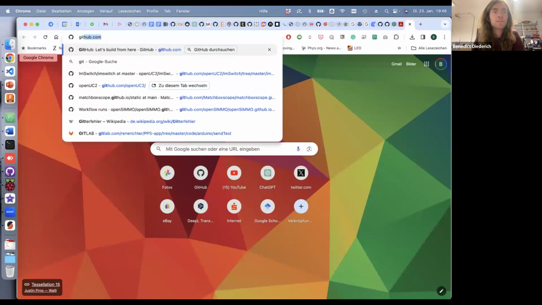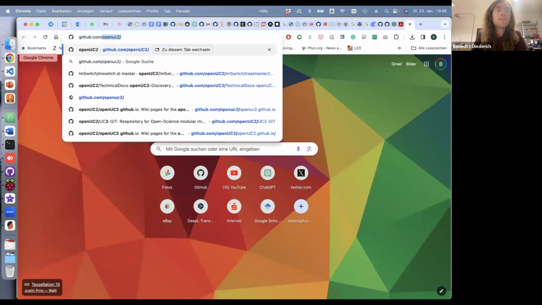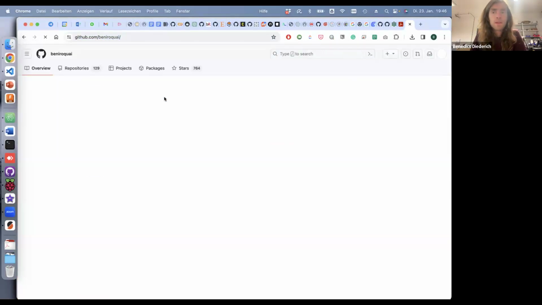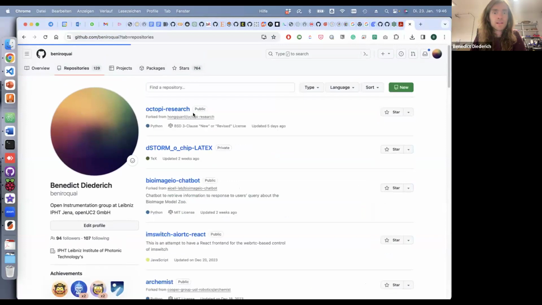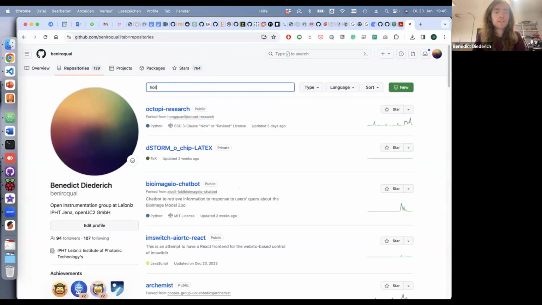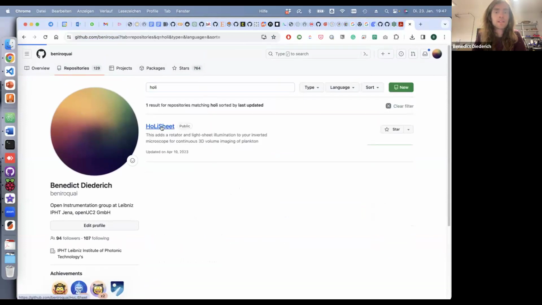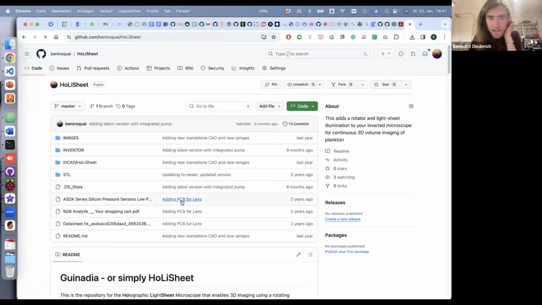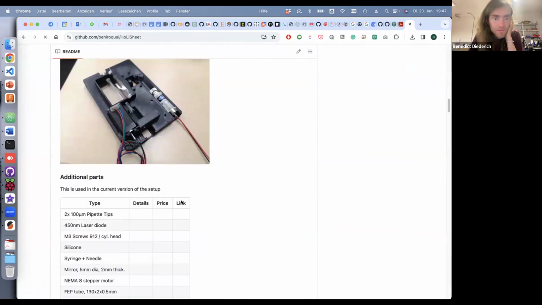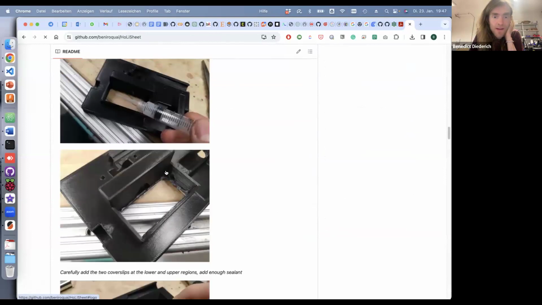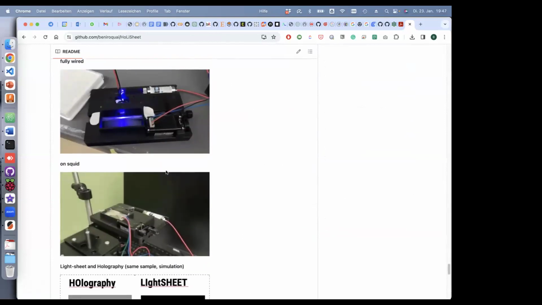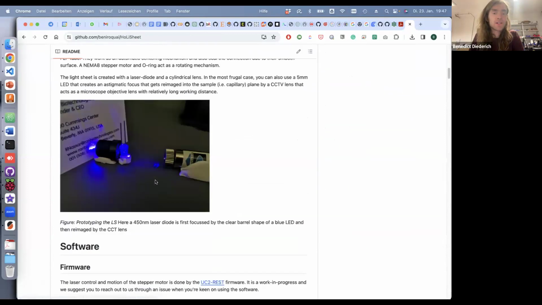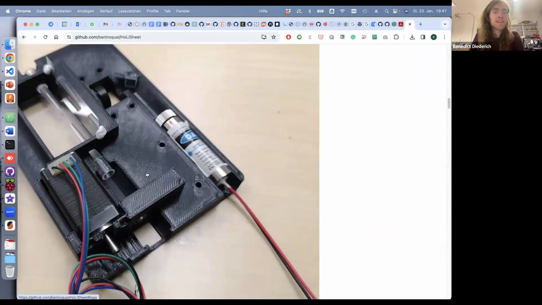So it should be open source. I can search first here, and then it should be either, yes, holy sheet. Maybe not the latest version, but some version. So this is then some version. Yeah, it's the standalone version, let's say. So this is then doing the same thing.